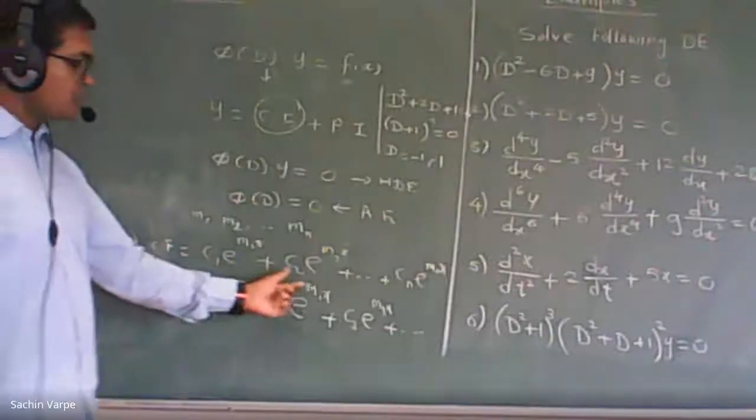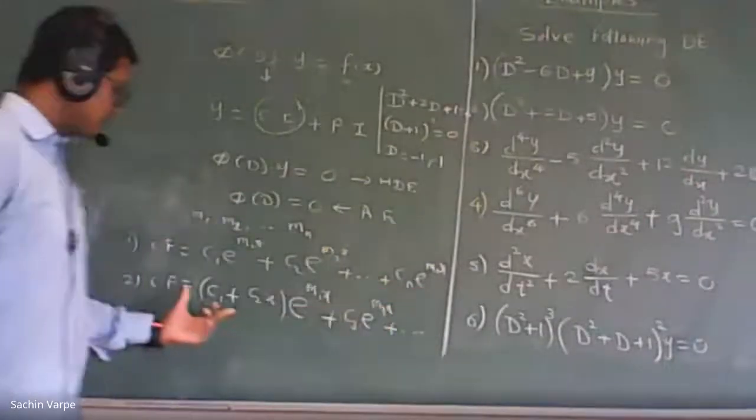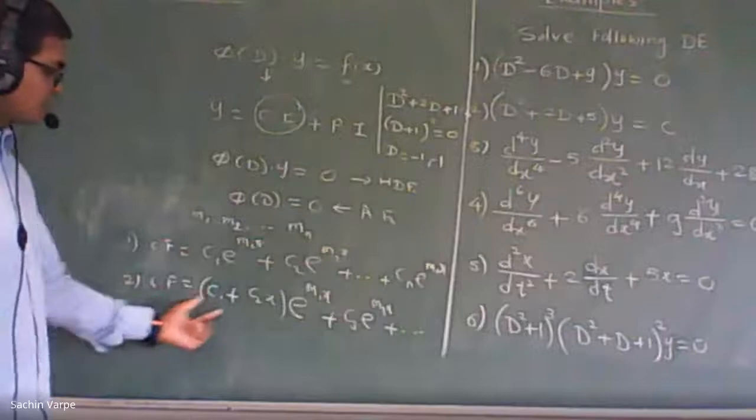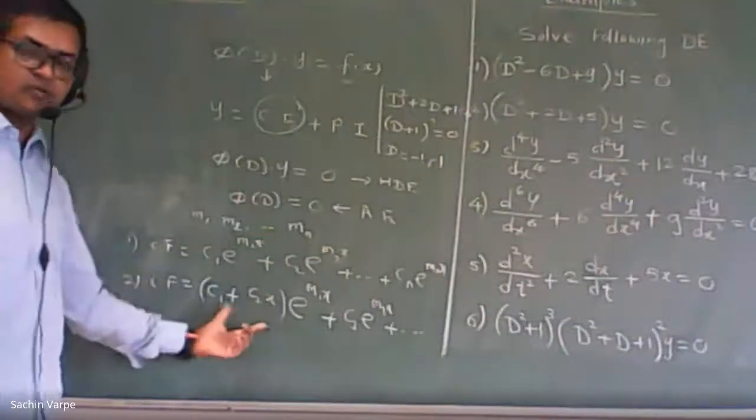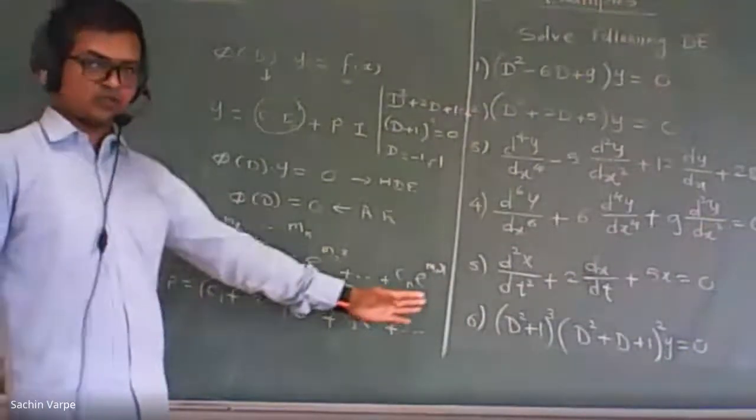raised to m1x plus c2 e raised to m2x plus and so on. And if the root is repeated twice, then the complementary function is (c1 plus c2x) or (c1x plus c2) e raised to m1x plus and so on for the non-repeated roots.